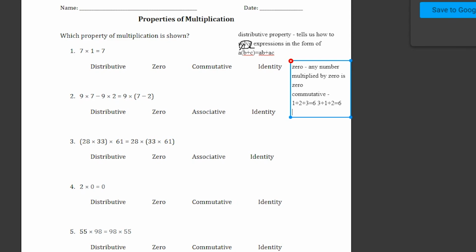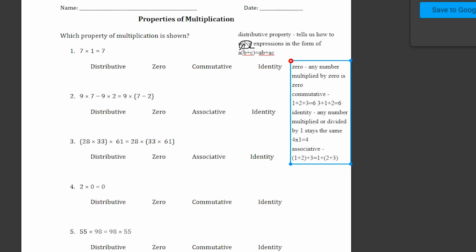Now we have the identity property, which is saying that any number multiplied or divided by 1 stays the same. So for example, if we have 4 times 1, it stays 4 because we're multiplying by 1. And last, we have the associative property, which says that no matter the grouping of numbers, the answer still stays the same. So for example, if we have (1 + 2) + 3 equals 1 + (2 + 3).